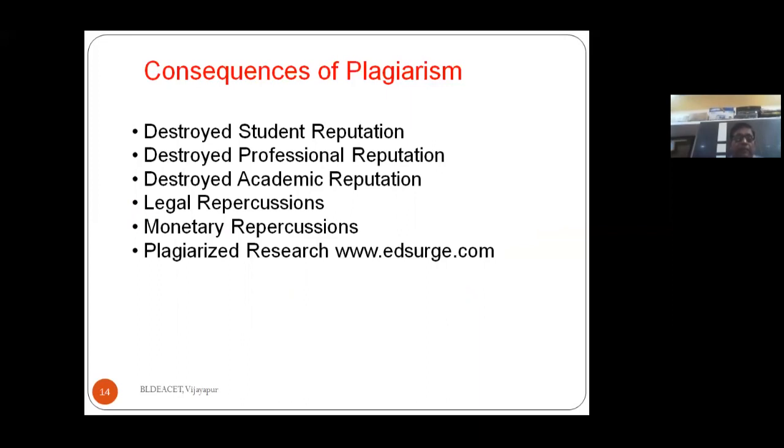Consequences of plagiarism. So, what happens to us? It destroys student reputations. Students' reputations also get ruined. It destroys professional reputations. This is also important. When we plagiarize, we ruin our professional reputations too. It destroys academic reputations. This is one of the main ones, because if you want to grow in academic institutions, you should be loyal to the education. You should not do dishonesty or misconduct. Otherwise, you will not grow.